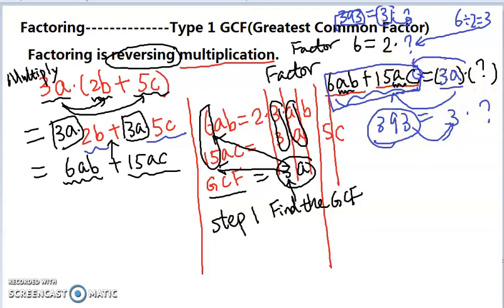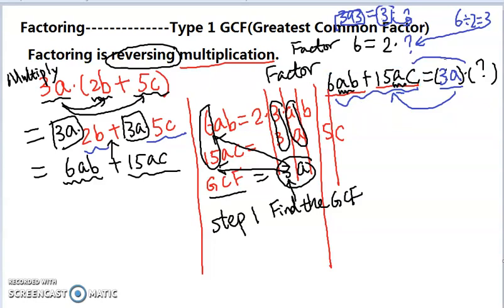So we're going to do the same thing. We take this whole expression divided by 3A, which corresponds to 3, and 6AB plus 15AC corresponds to 393. So we're going to do division. And it's very easy to remember why we're doing division, because factoring is reversing multiplication. So if you reverse multiplication, you're going to have to do division. All right, so let's do that.